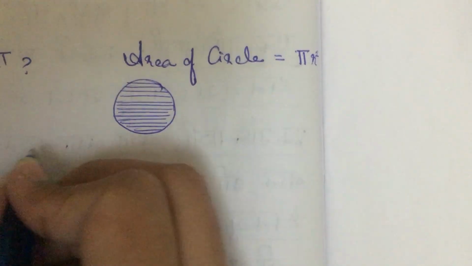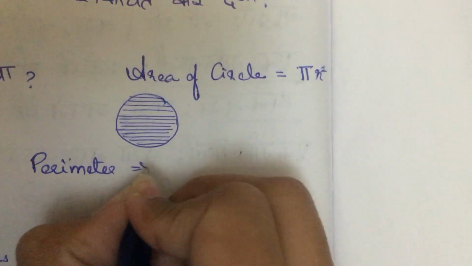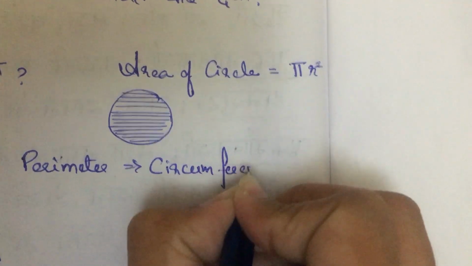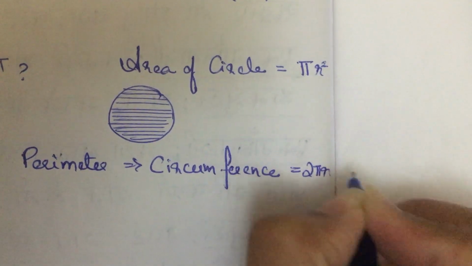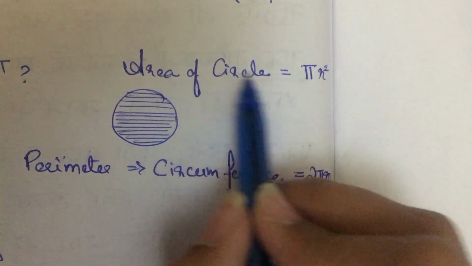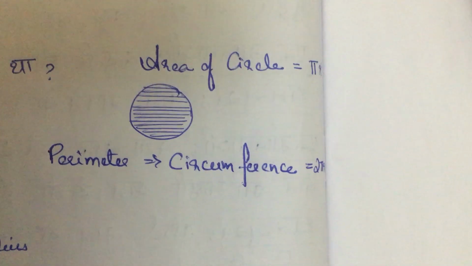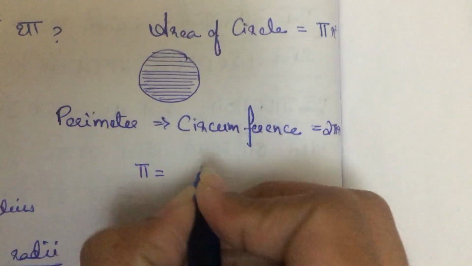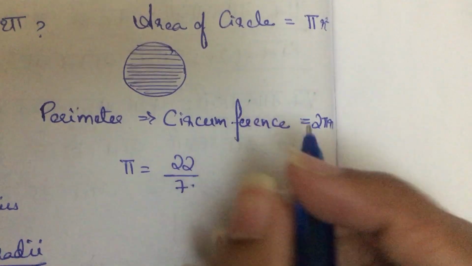Then in the circle you have the perimeter, but the perimeter is called the circumference, and its formula is 2 pi r. So the area of the circle is pi r square, and the circumference is 2 pi r. These are the two formulas. And the pi value you're always going to take is 22 by 7.